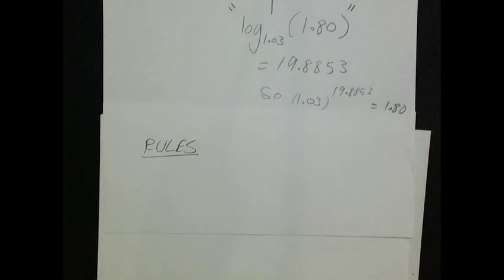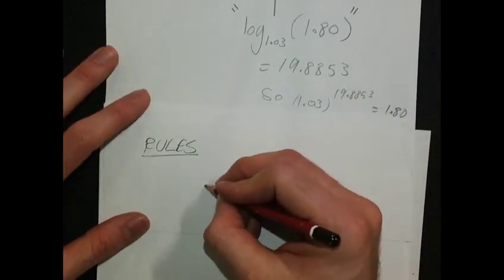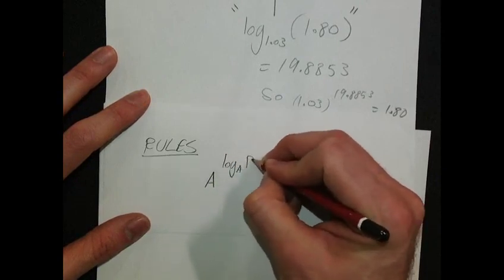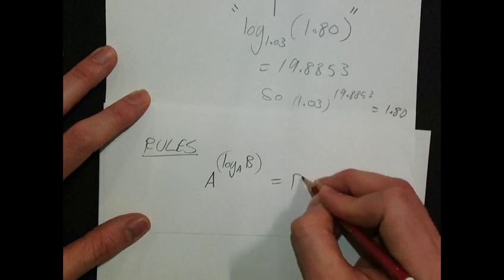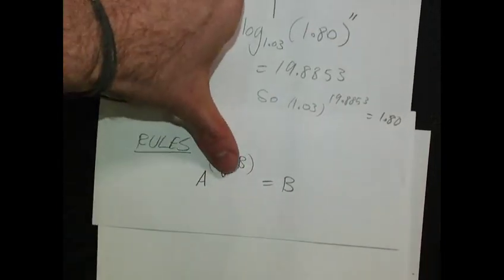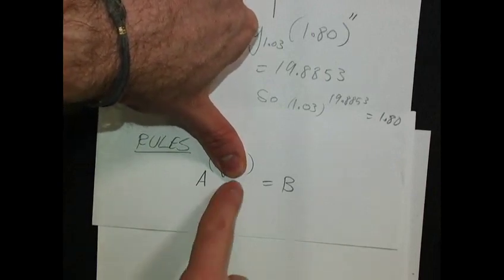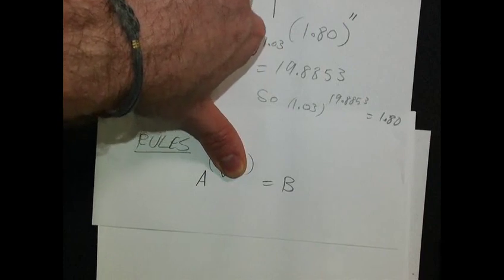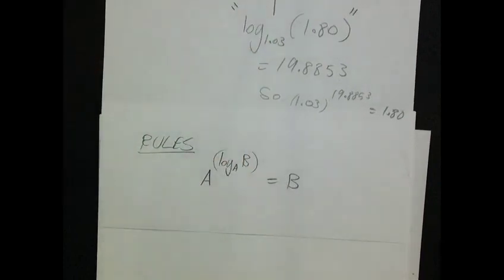The first rule is just the definition again. If I have any number a and I do it to the power of log a of any other number b, it'll come out to b. Because that's the point. The point is that log a of b answers the question of what do you have to put in this spot to produce the answer b? And so the name of the thing you put in that spot is log a of b.